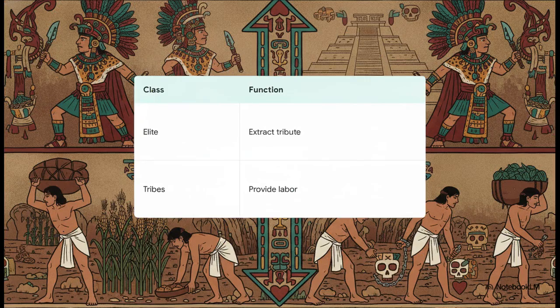And this whole brutal machine basically relied on a hyper-strict class divide. At the very top, you have the warrior and priest elite. Their sole economic function is to extract tribute, command the labor force, and enact that ritual terror. On the very bottom, you have the conquered tribes. Their function in this massive machinery is just to provide agricultural surplus, back-breaking physical labor, and tragically, sacrificial victims. It's a completely one-way flow of resources from the oppressed periphery straight to the despotic center.